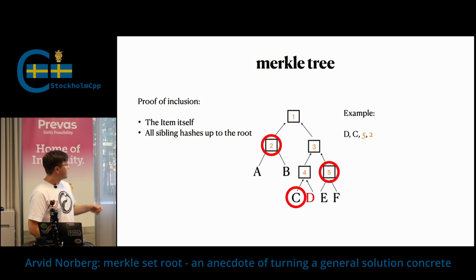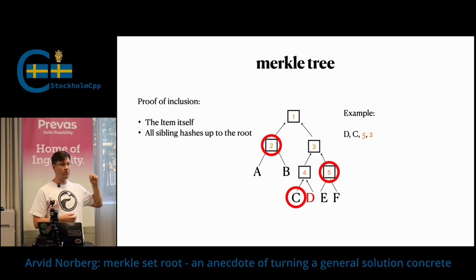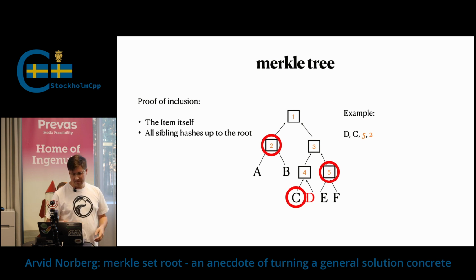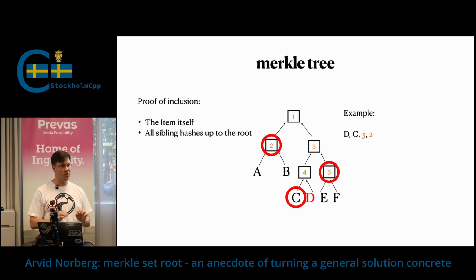Specifically, if you want to prove that D is part of this tree, all you need to include in the proof is D, the hash of C, and 5 and 2, and then I can reconstruct the root from those nodes as the recipient of the proof. I don't know, is it obvious how I would do that? Right, with the hash of C, I can compute 4, and I have 5, then I can compute 3, and with 2, I can compute 1. And if it matches my root, I know for sure that D is included.